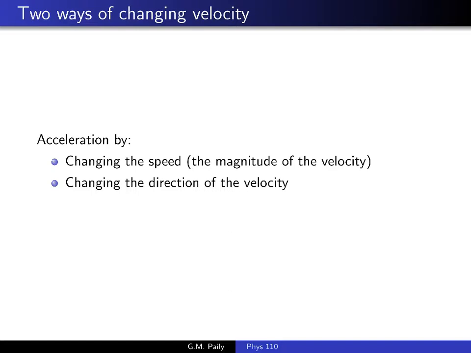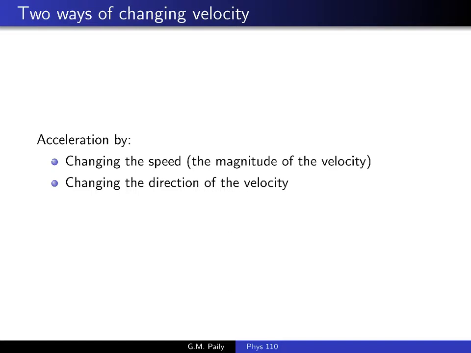We know that acceleration is the rate of change of velocity. Now that we are working in 2D and 3D, and velocity is treated as a full vector, there are two ways to change the velocity. Since velocity is a vector, like any vector, it has both magnitude and direction. And so, you can change the velocity vector by changing its magnitude, or you can change the velocity vector by changing its direction.